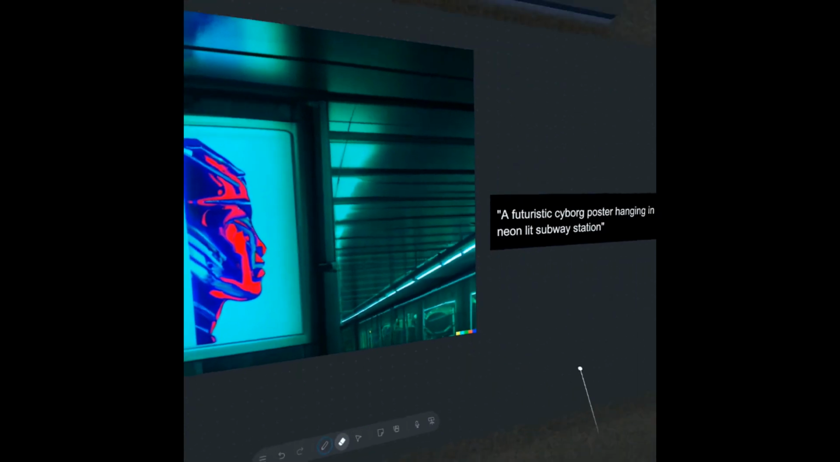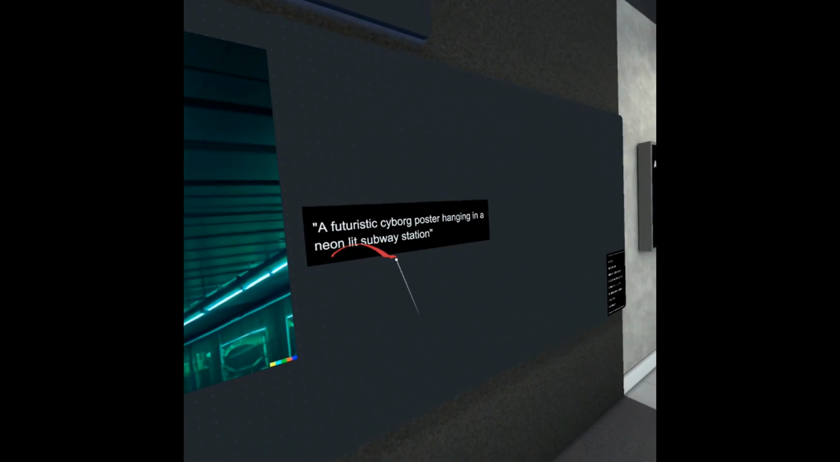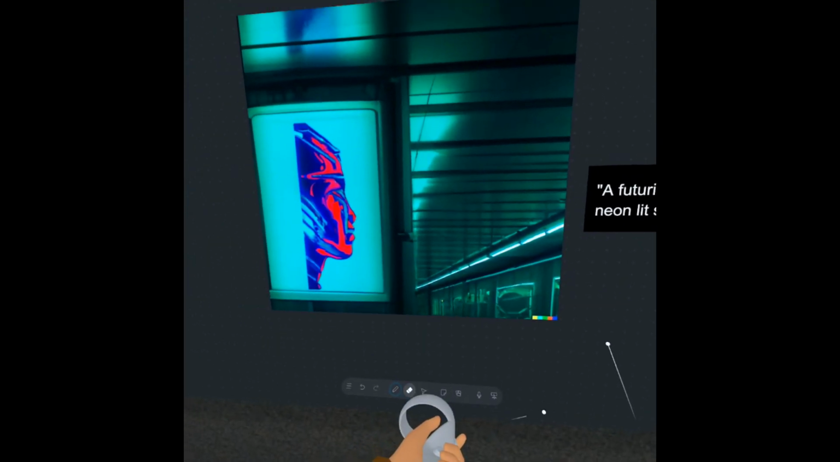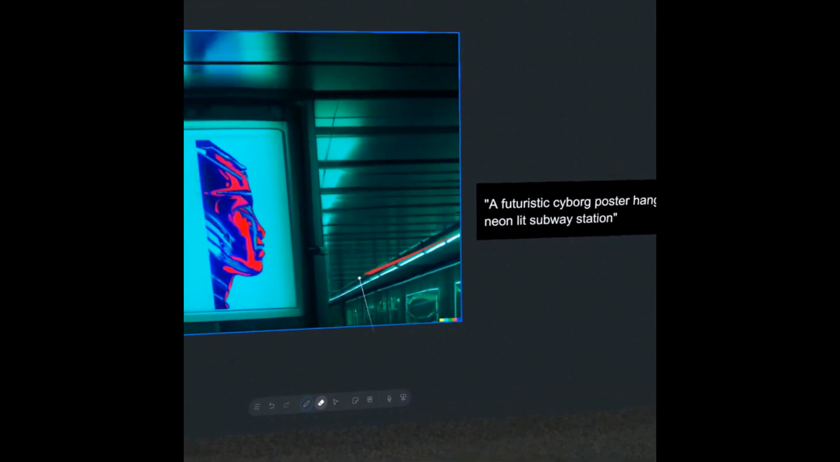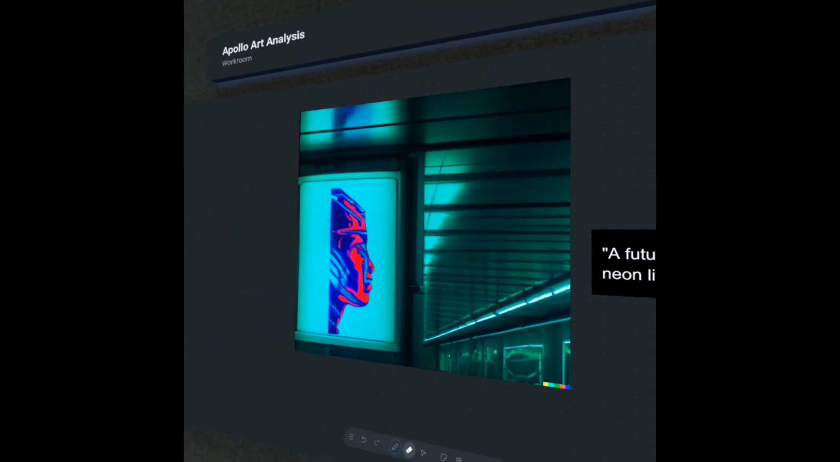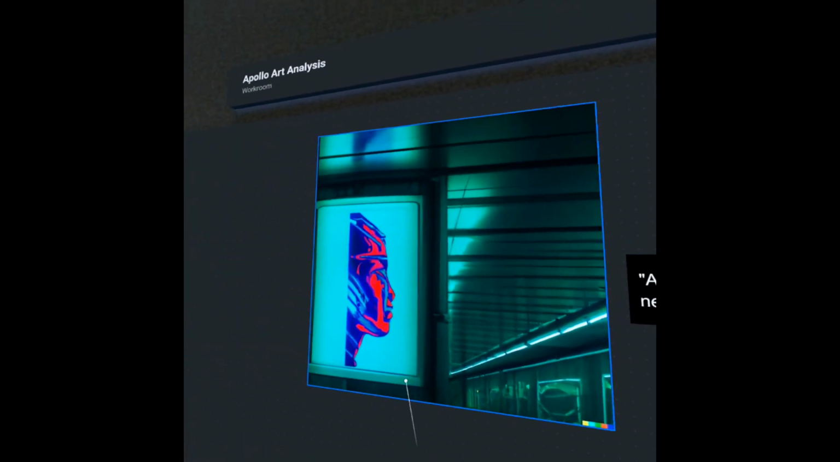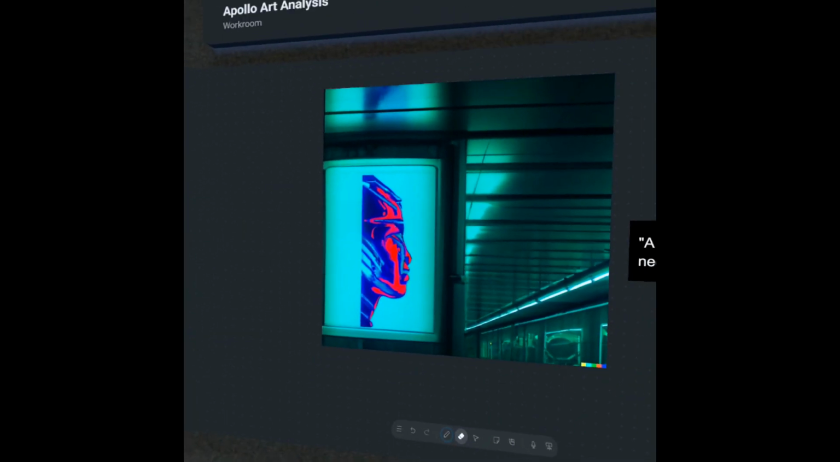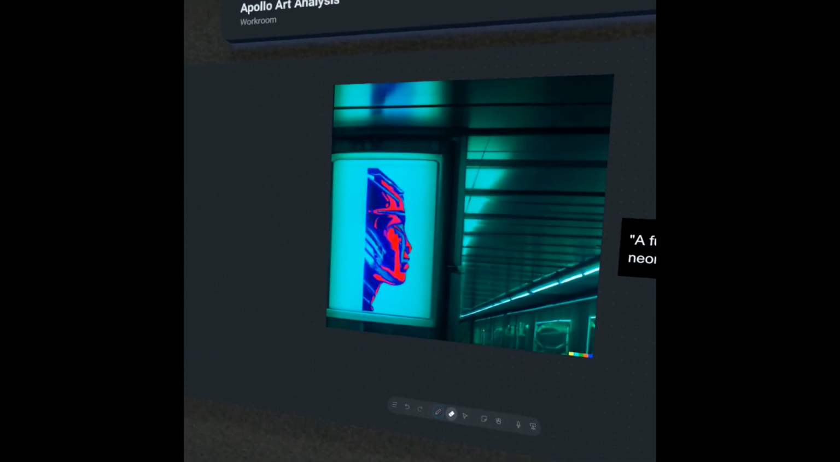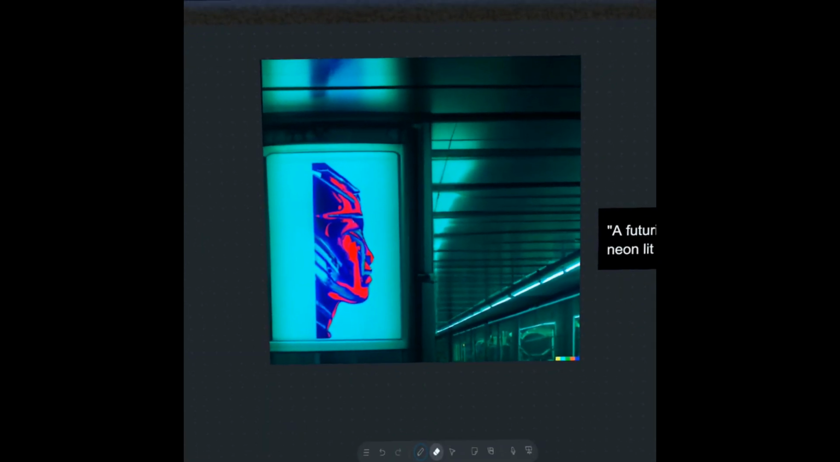And so, you see a futuristic cyborg poster. Of course, there we are, hanging in a neon lit subway station. We see the subway station. We see that neon lighting in there that we talked about, that really fluorescent visual energy. And then, of course, it's in a subway station. So a futuristic cyborg poster hanging in a neon lit subway station. And so this is what we got from DALL-E II.